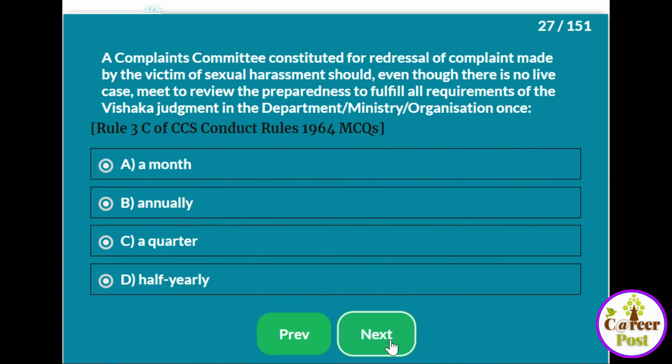Complaints committee constituted for redressal of a complaint made by the victim of sexual harassment should, even though there is no live case, meet to review the preparedness to fulfill all requirements of the Vishaka judgment in the department, ministry or organization once in a quarter.